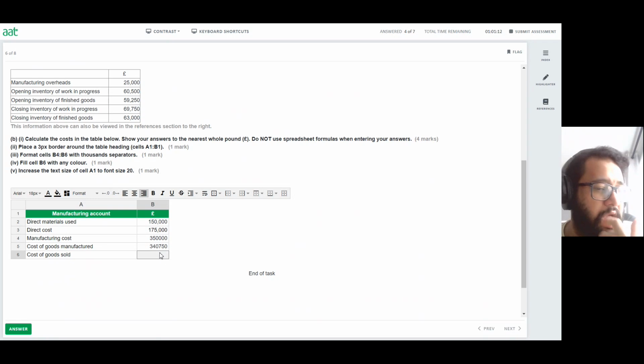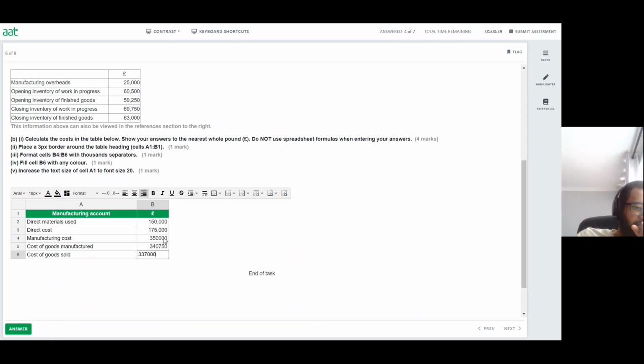So the cost of goods sold is going to be the cost of goods manufactured plus the finished goods opening inventory, which we're going to add, 59,250, minus the closing inventory of finished goods, and that gives me 337,000 pounds. Okay, so that is the answer. Oh, hold on. I think I made a mistake there.